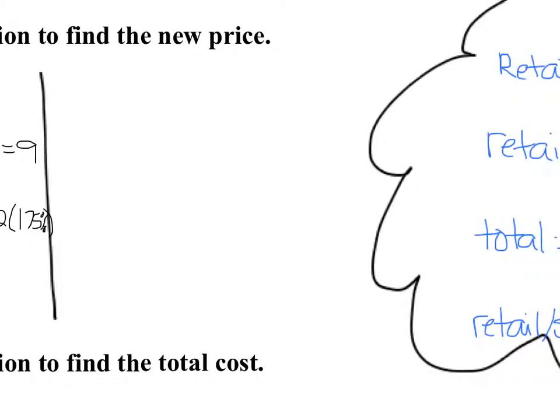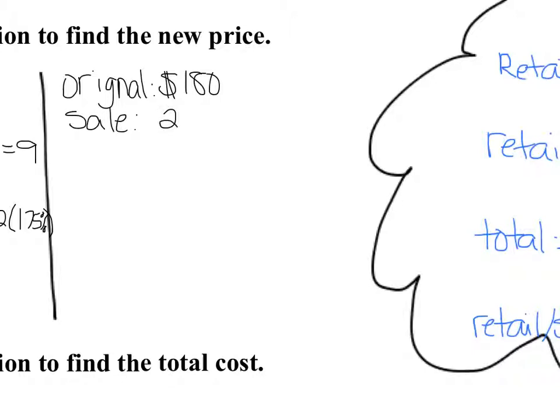Okay, this time let's look at a sale. So we have an original price of $180, and whatever this is, it's on sale for 20% off. Okay, so if we want to use that first method, I need to find my discount. To find the discount, I know I'm getting 20% off $180. So I need to find out what 20% of 180 is.